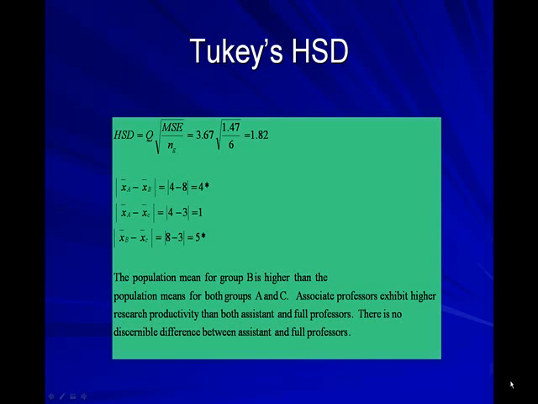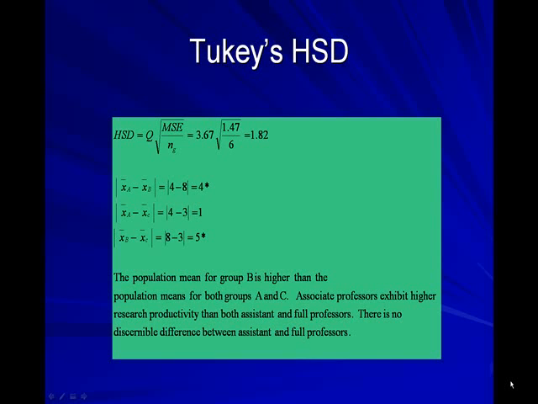What that means is any difference between sample means greater than 1.82 will mean that there's also a difference between the corresponding population means. For example, the difference between x bar A and x bar B, we'll just get the absolute value of that. 4 minus 8 is 4. And the reason I have an asterisk by that is that's greater than 1.82. That means we're going to conclude that not only is there a difference between sample means, but there is a difference between the corresponding population means. More specifically, since the mean for group B is greater than it is for A in the sample, we're going to conclude that mu B is greater than mu A.